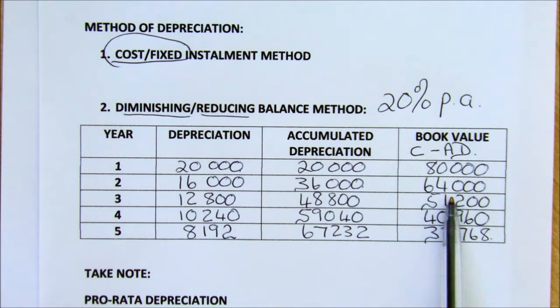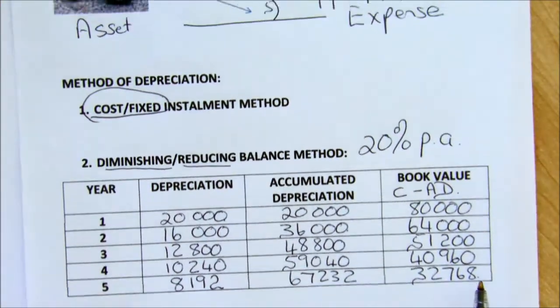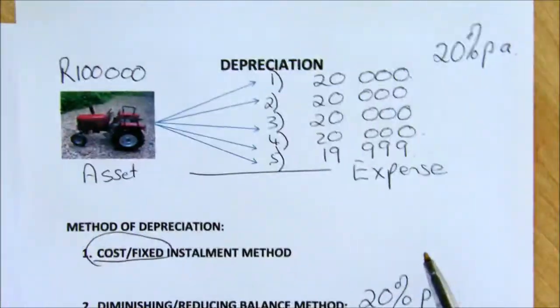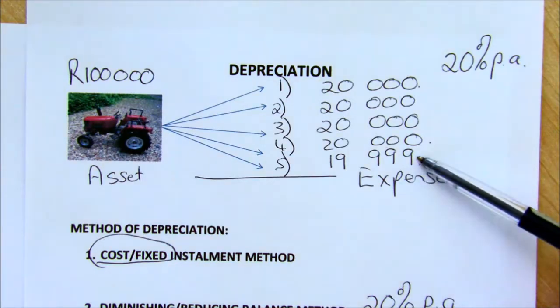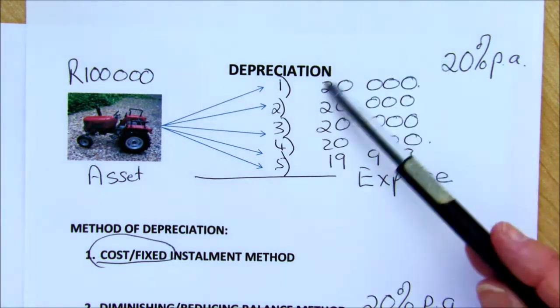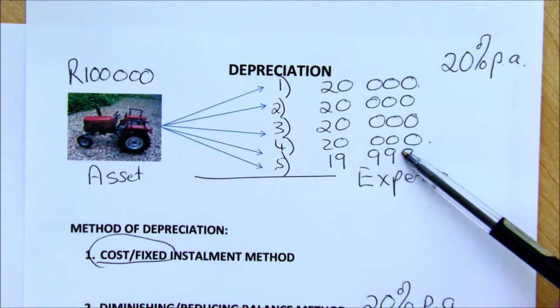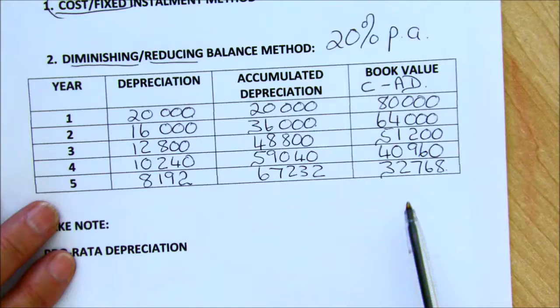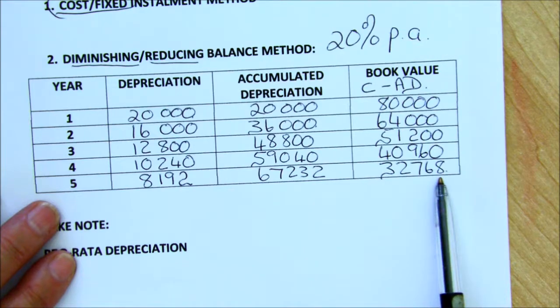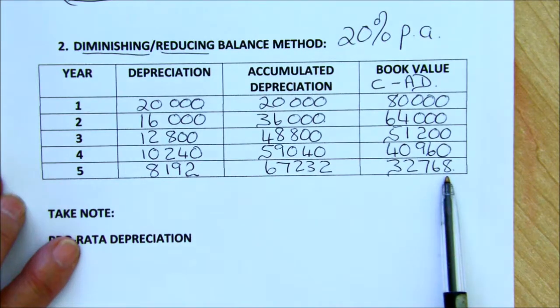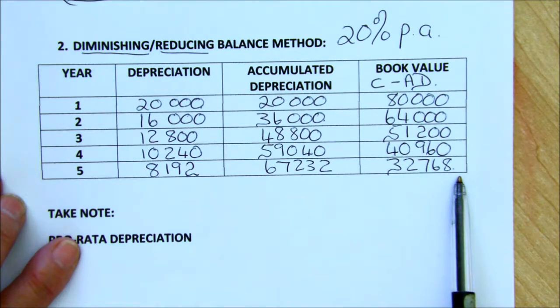Now this asset would continue depreciating for as long as you had the asset or as long as there's value. But I just want you to stop and have a look. Under the cost method, at the end of 5 years, we had written off everything except R1. So in your books, it was worth R1. Whereas on the diminishing balance, it's worth 32,768. And that makes quite a big difference.